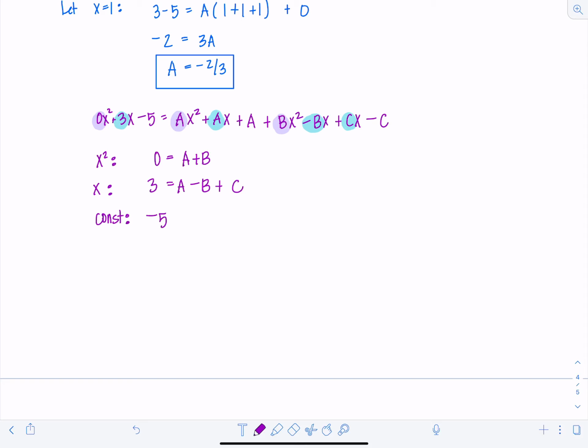So negative 5 equals a minus c. Now we do already know that a is negative 2/3, so that's helpful, because if a is negative 2/3, then that means b has to be positive 2/3 since a plus b is 0. And if a is negative 2/3, I can just substitute that into this last equation to get c. So negative 5 equals negative 2/3 minus c.